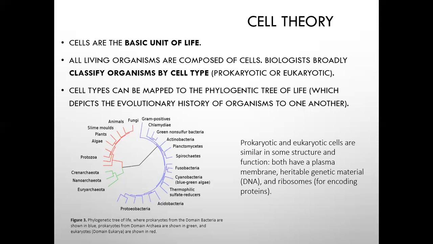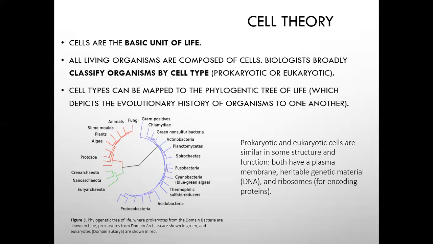Pretty simple. The two cell types we're going to talk about, so when you hear cell types, what cell type is this or this, you need to think prokaryotic or eukaryotic. Those are the two main ones. We also want to talk about what they have in common and what's different. What they have in common, highlighted down here, is they're similar in structure and function. Both have a plasma membrane, both have DNA and ribosomes.